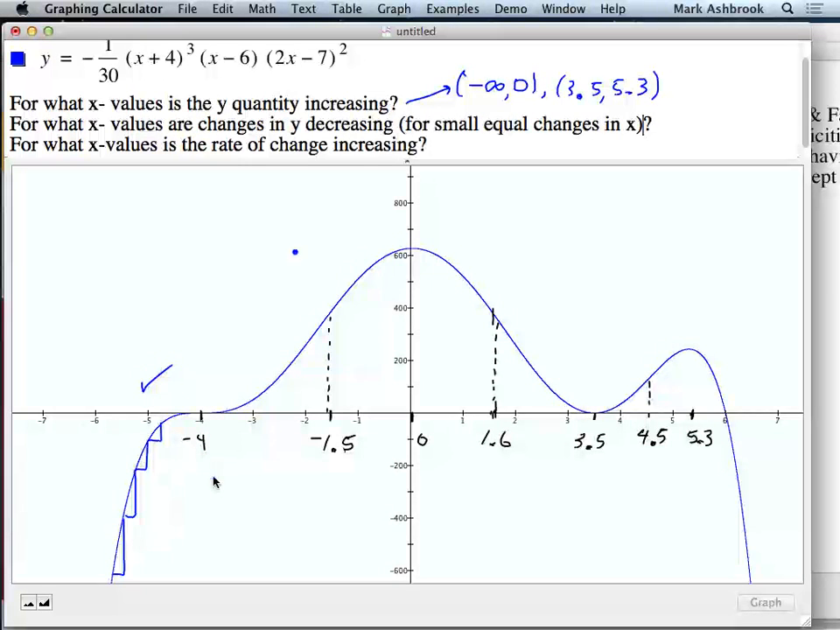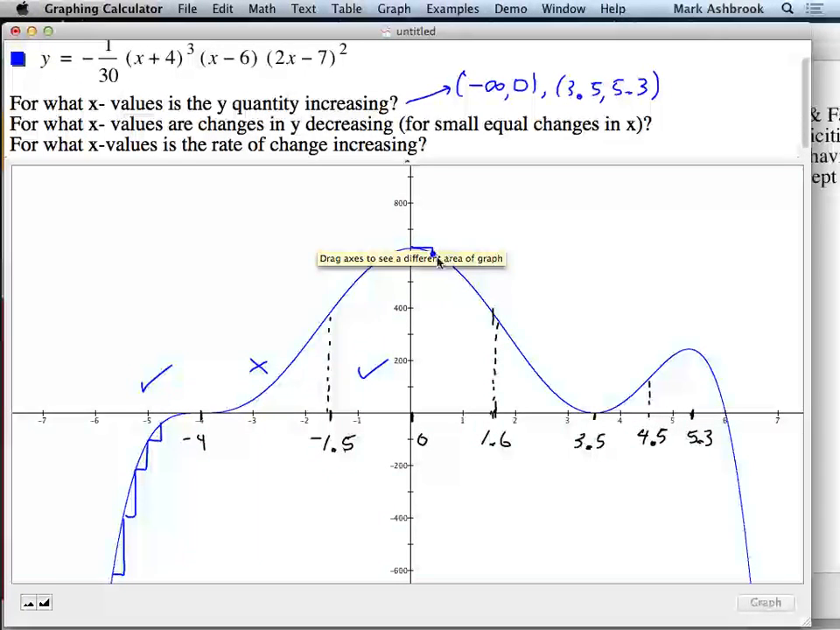What about from negative 4 to negative 1.5? Are the changes in y decreasing or increasing? Increasing. Okay. What about from negative 1.5 to 0? Are the changes increasing or decreasing? Decreasing. It's just like this, right? What about from 0 to 1.6? Are the changes in y decreasing or increasing? It's getting more negative.